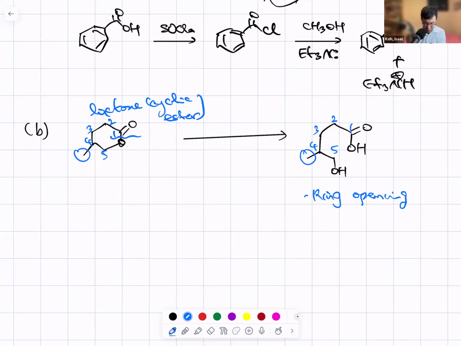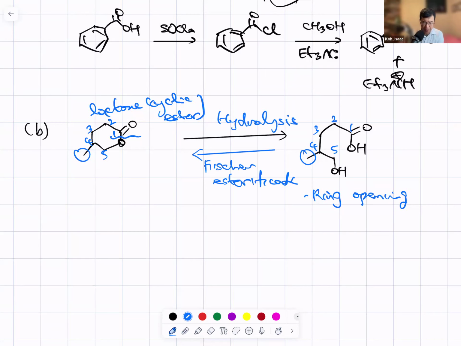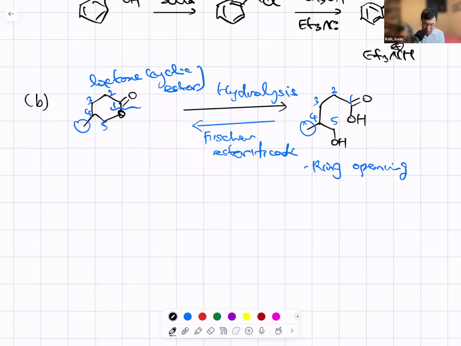So then this process, the reverse process, is a Fischer esterification. The forward process is either hydrolysis, either acidic hydrolysis or basic hydrolysis. So you can make this one into, first method 1, we can make acidic hydrolysis.